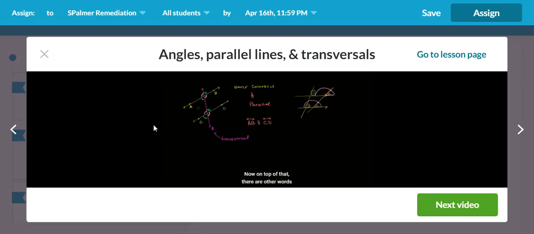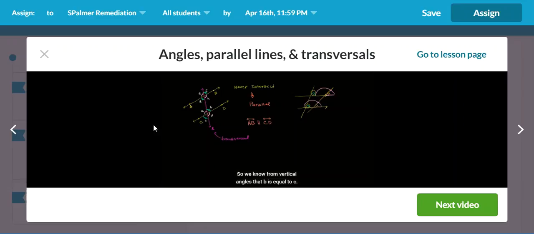Now, on top of that, there are other words that people will see. We've essentially just proven that not only is this angle equivalent to this angle, but it's also equivalent to this angle right over here. Let me label them so that we can make some headway. I'm going to use lowercase letters for the angles themselves. So let's call this lowercase a, lowercase b, lowercase c, lowercase d, and then let me call this e, f, g, h.